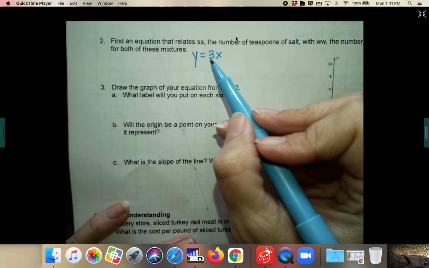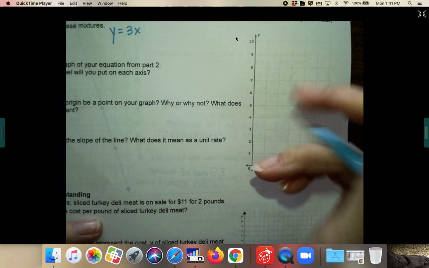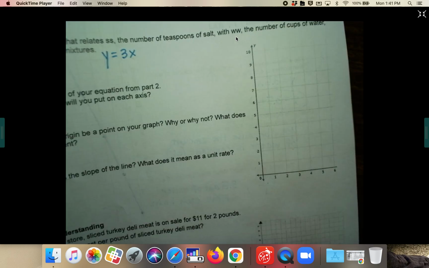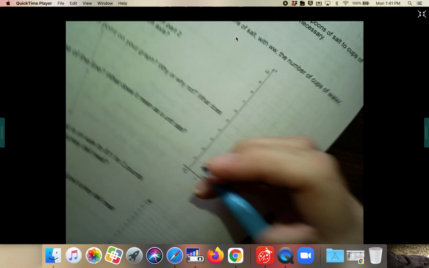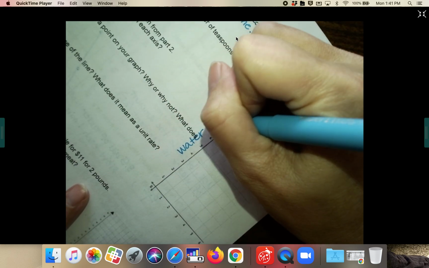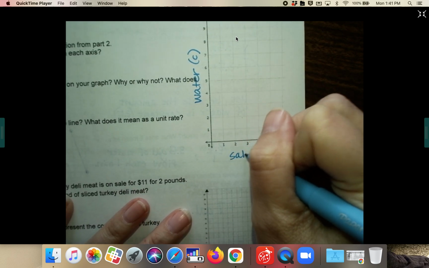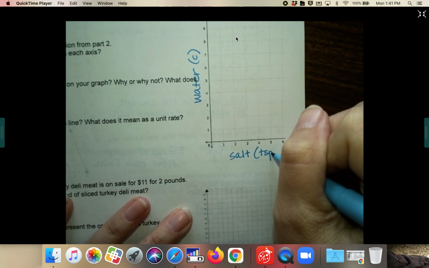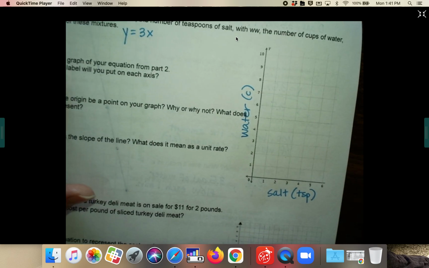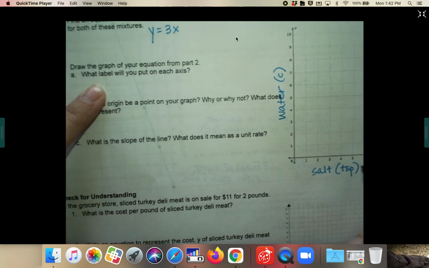So that would mean 3 per every 1. What we're going to say is we need to put water on this graph. We're going to put water in cups, and then we're going to put salt in teaspoons. And it says draw a graph. What label did you put on each axis? We put salt on our x-axis.